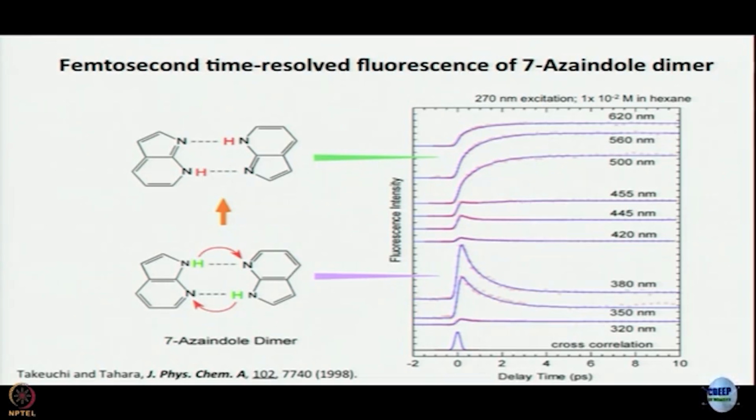But there are two other features. What are the two other features? At initial time, that fast decay is still there. That means some monomer emission is there, even though you do not see it really in the steady state, it is still there. Do you see the hint of a rise? Yeah. Do you see that there is a hint of a rise here?